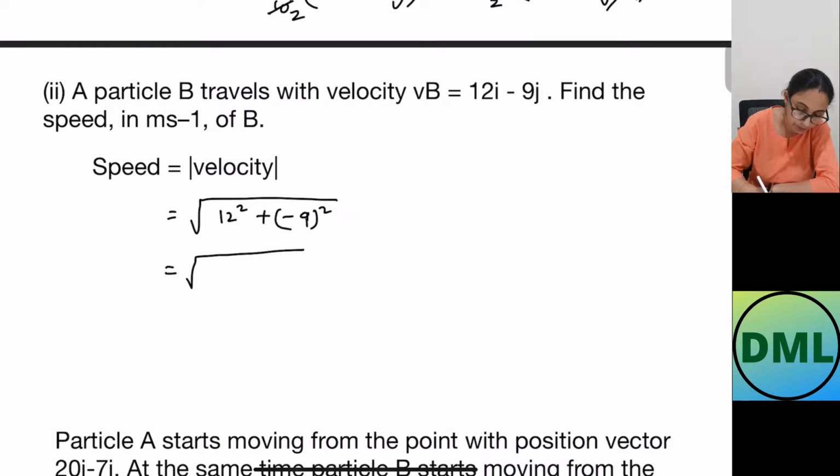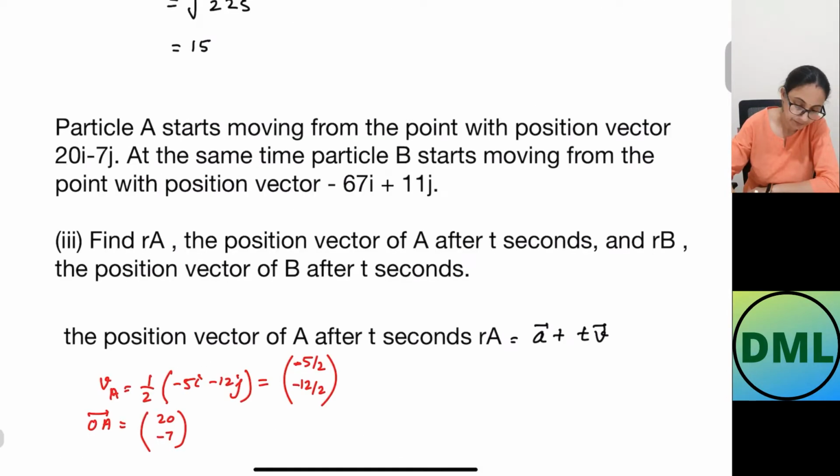So that will be equal to 144 plus 81. That will be written as root of 225. So root of 225 is 15. That will be your answer for the speed.